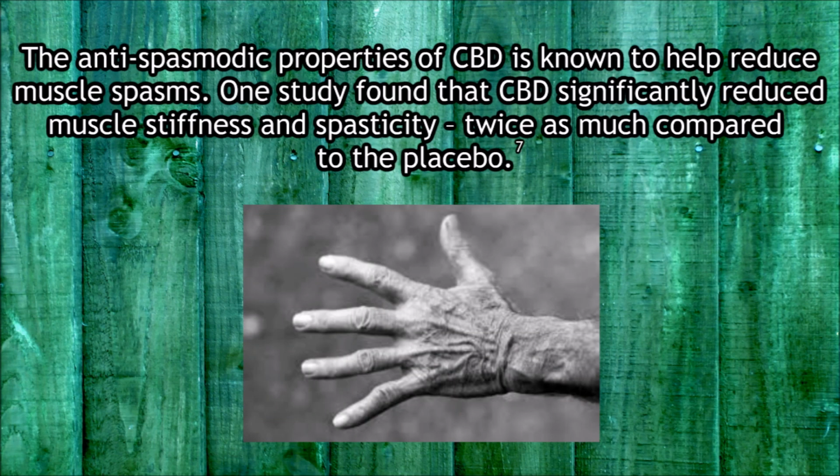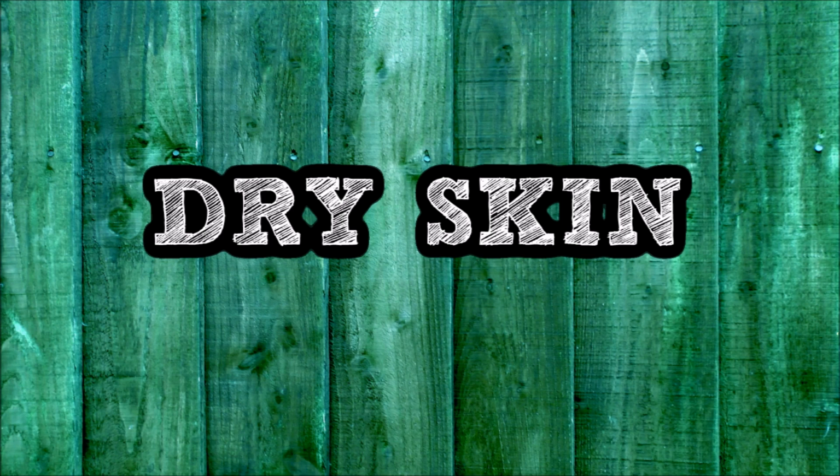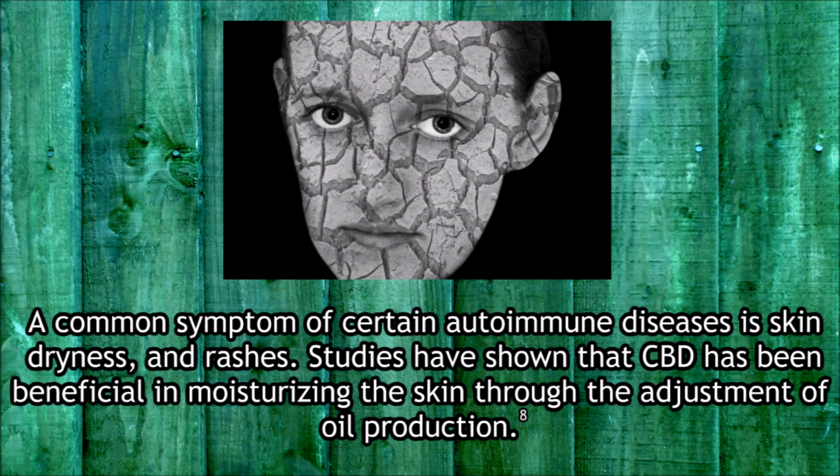The antispasmodic properties of CBD are known to help reduce muscle spasms. One study found that CBD significantly reduced muscle stiffness and spasticity, twice as much compared to the placebo. A common symptom of certain autoimmune diseases is skin dryness and rashes. Studies have shown that CBD has been beneficial in moisturizing the skin through the adjustment of oil production.